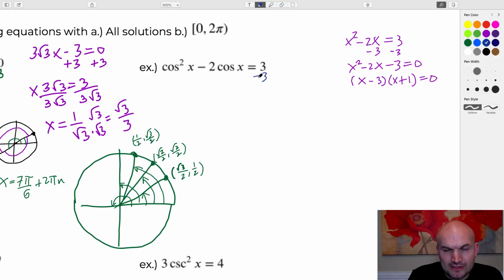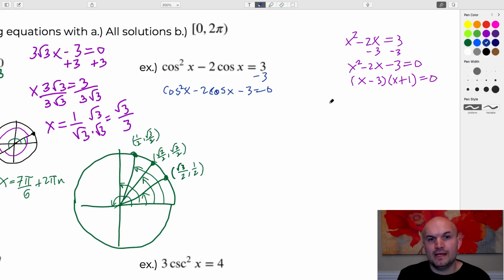Like, you're going to subtract the 3, so therefore you have cosine squared of x minus 2 cosine of x minus 3 equals 0, right? So now we just need to factor this. You can basically just steal what you did here with x's, because it's the same thing instead of x's.